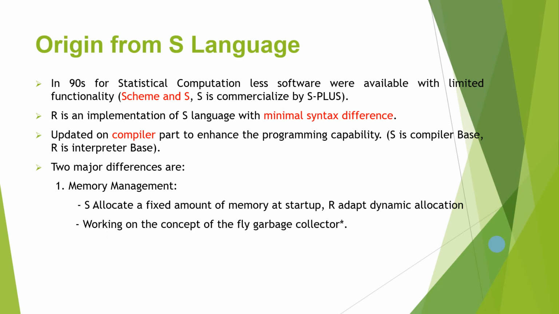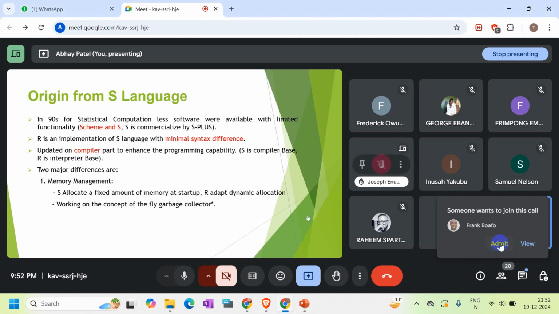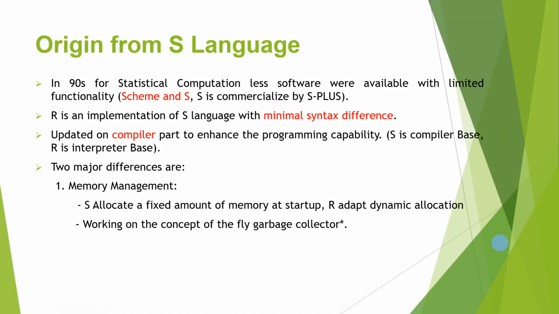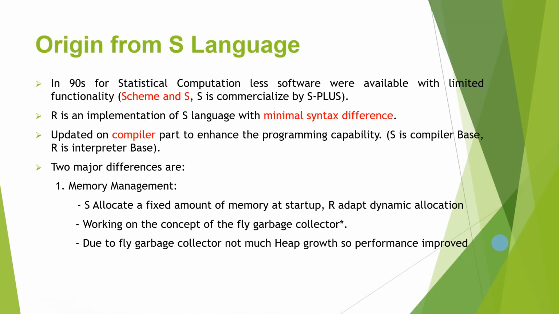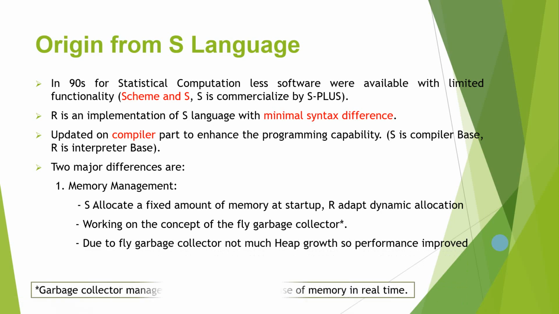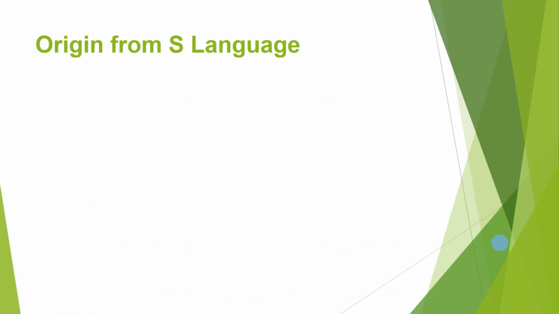And this works based on the concept of the garbage collector. Garbage is basically a waste thing: if something is not required, just delete it. So R follows this concept of a garbage collector, and this helps remove heap growth, so that if the memory is not that busy, your performance will increase. The garbage collector manages the allocation and release of memory in real time.